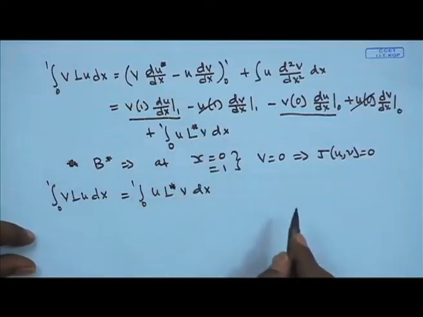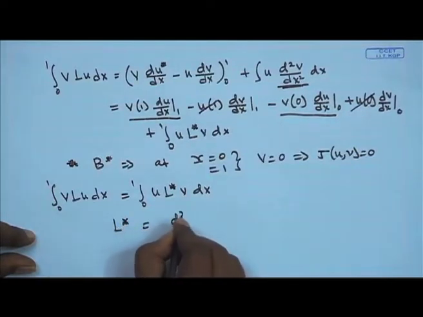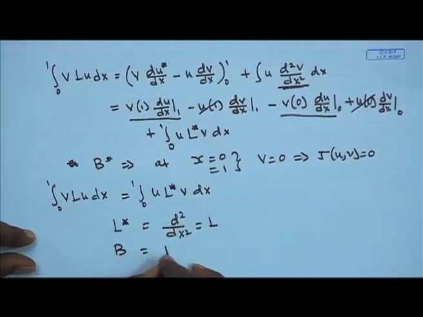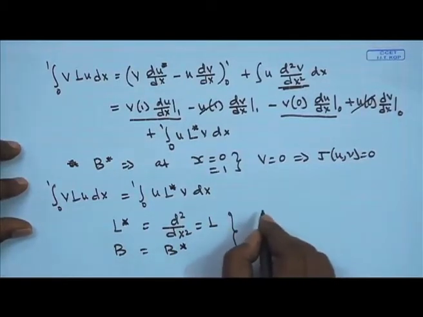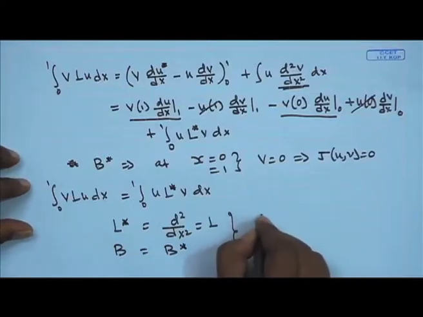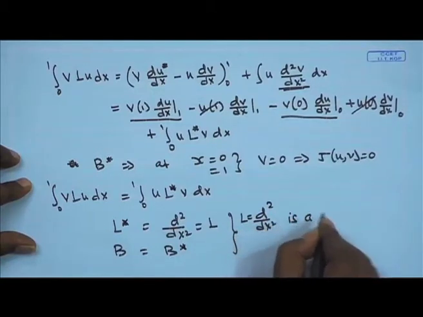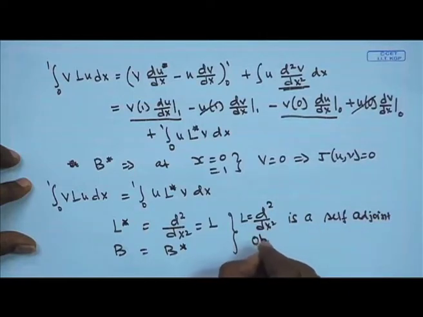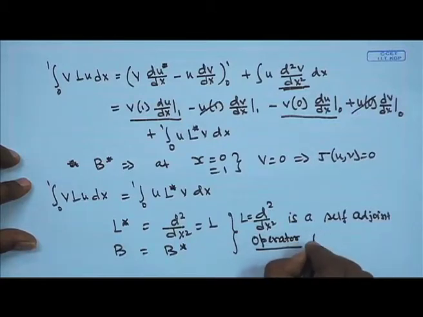Now let us see what is L star. If you look into this, L star is this. So L star is nothing but d squared by dx squared. This is same as L, and B, we have seen, is the same as B star. So the Laplacian operator is a self adjoint operator with the Dirichlet boundary condition. So L equal to d squared by dx squared is a self adjoint operator with Dirichlet boundary condition.